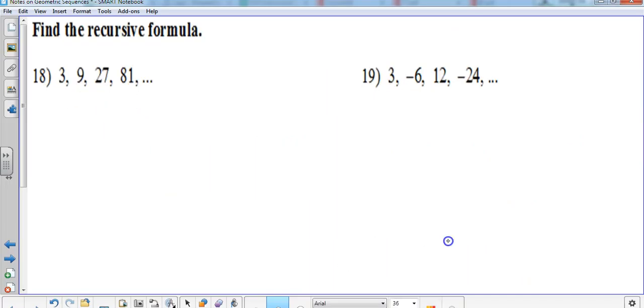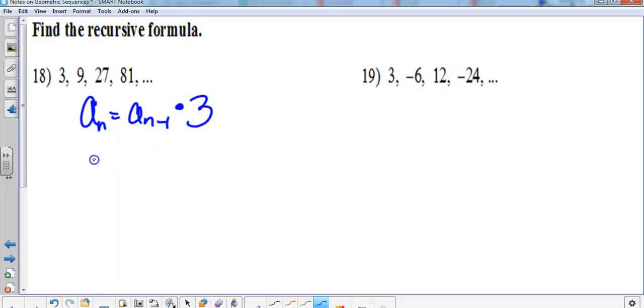Let's keep going. Recursive. What do you have to tell me for recursive? A sub n equals previous term times... What's R? Okay, you can put that in parentheses if you want. Just make sure you know that little n sub 1 is a subscript. And you also have to tell me the first term, which happens to be 3.